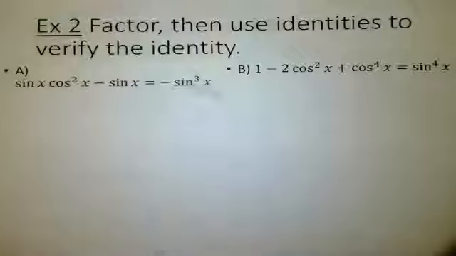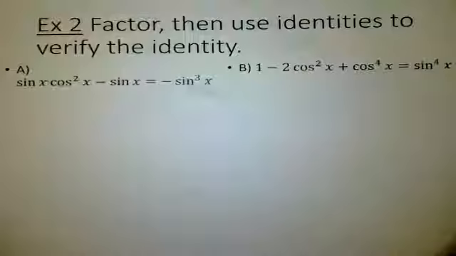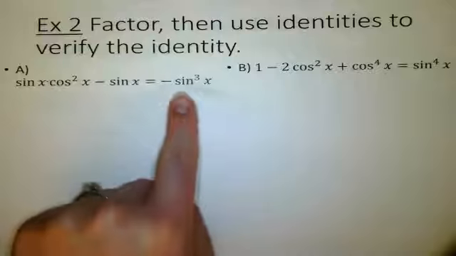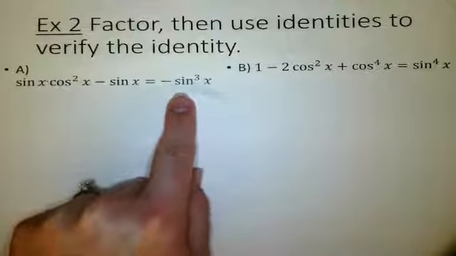Now, what you need to remember is these are not equations. Our job is to work one side to prove that it is the same as the other side. And so don't rearrange things. We have sine of x times cosine squared of x minus sine of x. And it's supposed to be the same as negative sine cubed of x, which is kind of interesting.